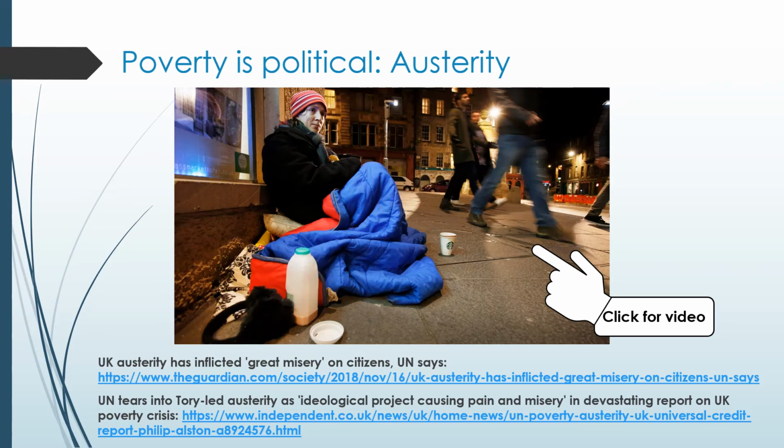So austerity, the government's use of austerity measures and cuts, was a major cause of poverty. The UN Rapporteur on Poverty and Welfare came to the UK to look at the poverty crisis, and his determination was that austerity inflicted a great level of misery, poverty and even deaths on the UK. The quote was, it was an ideological project causing pain and misery. So the poverty crisis was caused by policy and actions.